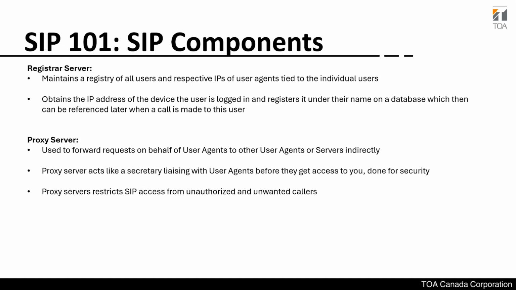The second function of the SIP server is to work as a proxy server. Usually it is cloud-based. When user agents are not in the same local network, the proxy server is used to connect these two users via the internet. The proxy server will communicate with each of the endpoints and after that establish the connection in between. Proxy servers also restrict SIP access from unauthorized and unwanted callers, so it also provides security.